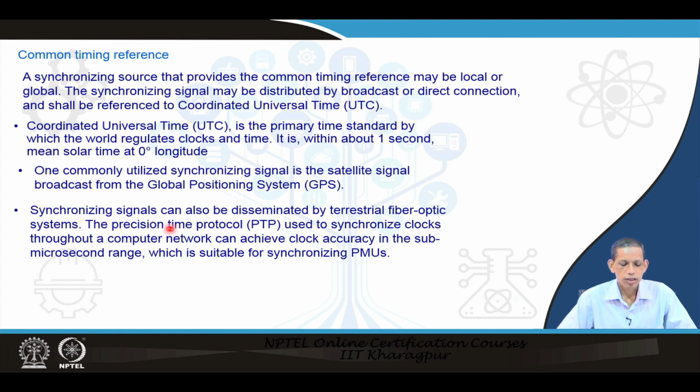The synchronized signals can also be disseminated by a terrestrial fiber optic system. The precision time protocol, PTP, used to synchronize clocks throughout a computer network, can achieve clock accuracy as high as the sub-microsecond range, which is suitable for synchronizing PMUs also. And note that GPS technology provides below 1 microsecond accuracy also.